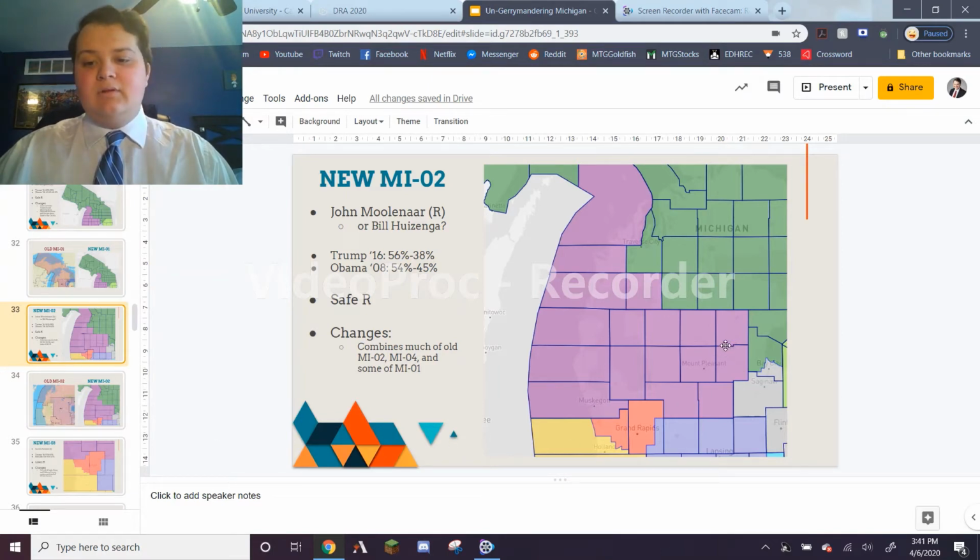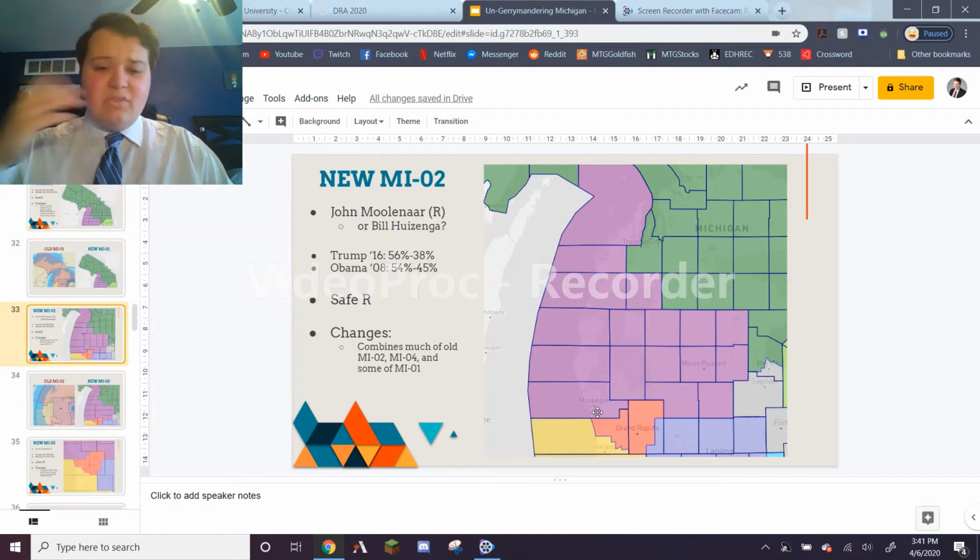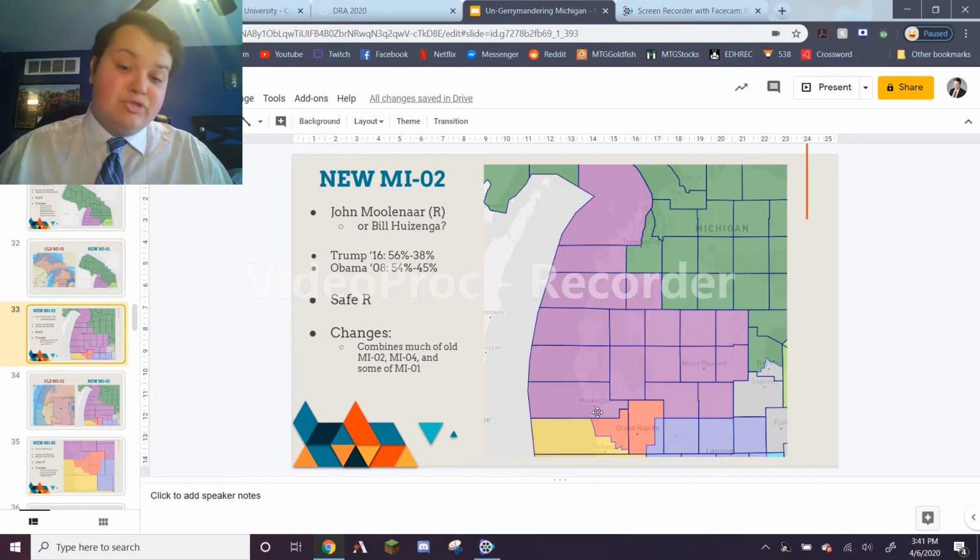John Moolenaar lives over here in Midland. Bill Huizenga actually no longer lives in this district, even though much of this district is currently his territory, but he lives in this southern part of Ottawa County in Zeeland. So he no longer lives in this area. It would be unclear if he would want to move here, or he wouldn't have to move necessarily. You don't have to reside in a congressional district to represent it. So he could choose to run here, or it could be John Moolenaar, either one of the two.